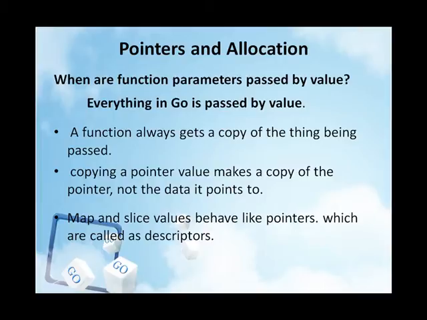They are descriptors that contain pointers to the underlying map or slice data. Copying a map or slice value doesn't copy the data it points to. Copying an interface value makes a copy of the things stored in the interface value. If the interface value holds a struct, copying the interface value makes a copy of the struct.